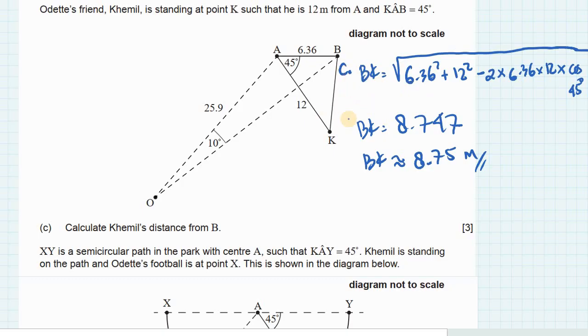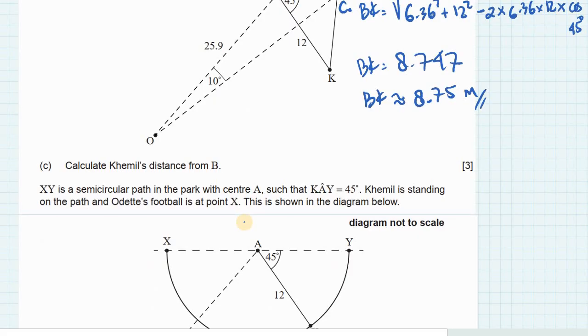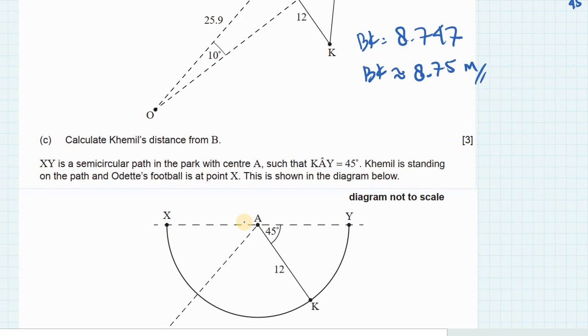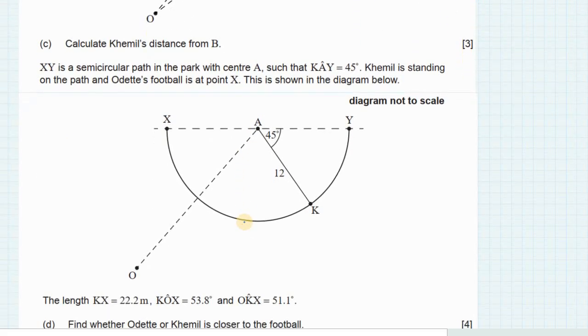Okay, so the distance from B is 8.75 meter approximately. Next question.